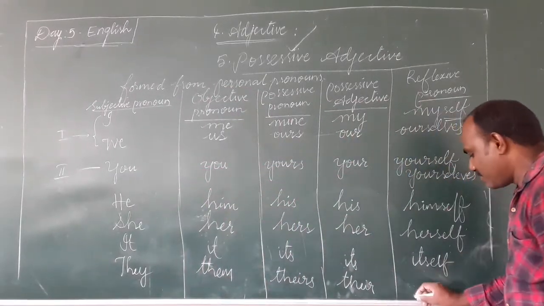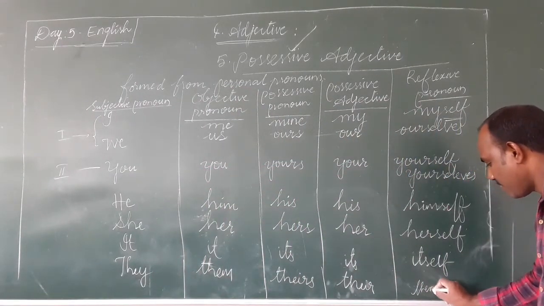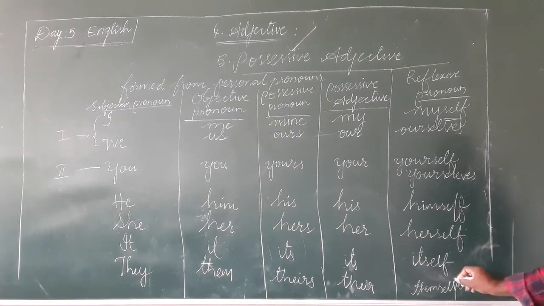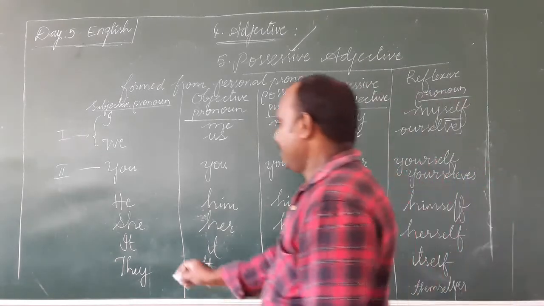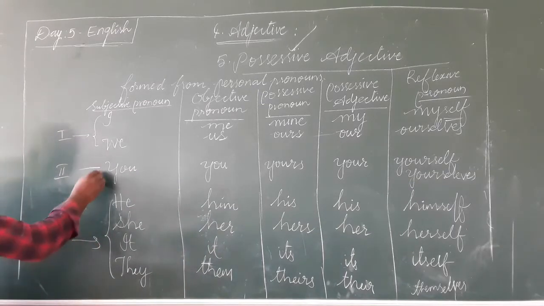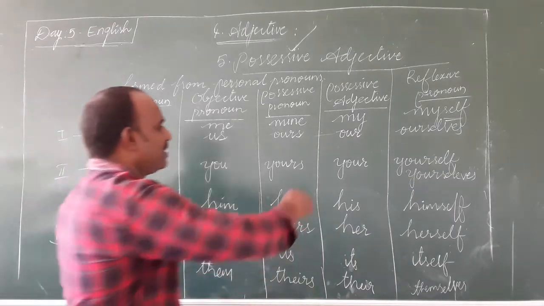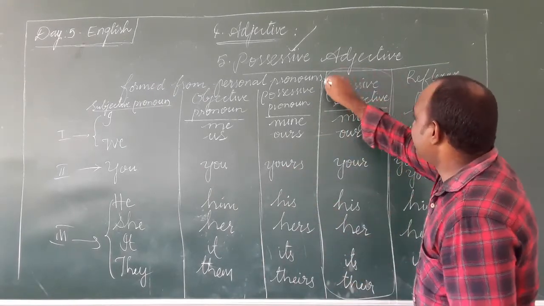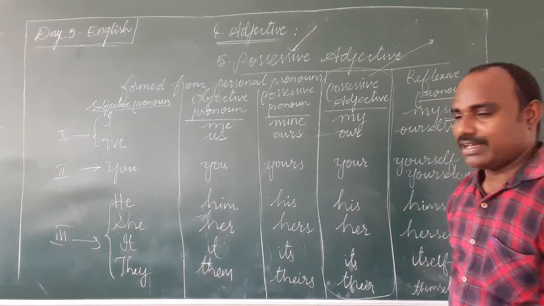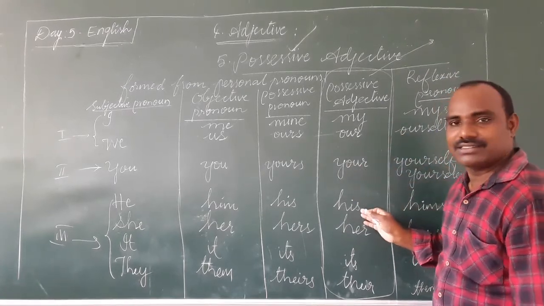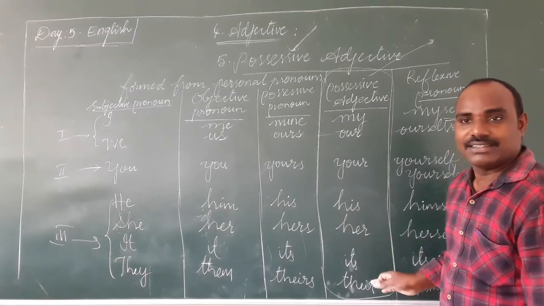And reflexive pronoun, themselves. Themselves is the reflexive pronoun. Right? So these are third persons here. Our topic is this one, look at this. These are possessive adjectives: my, our, your, his, her, its, their.